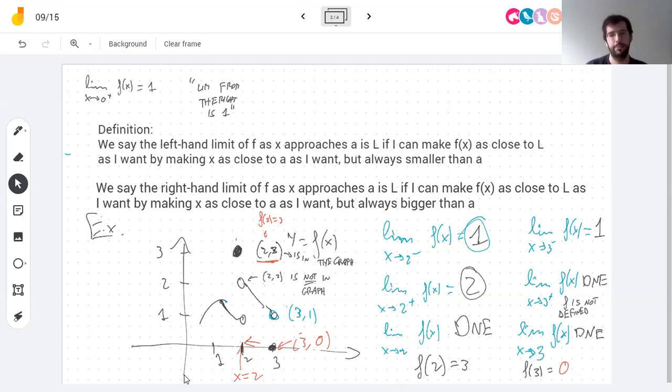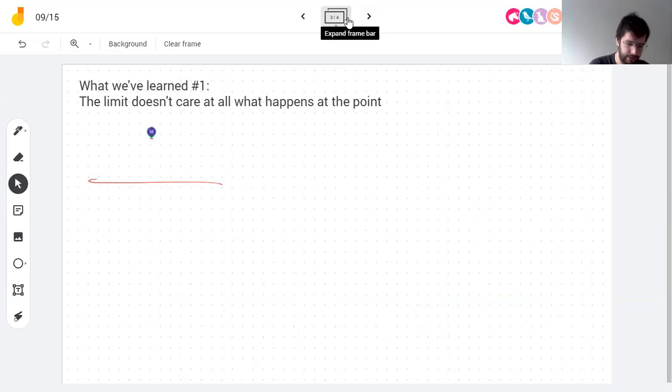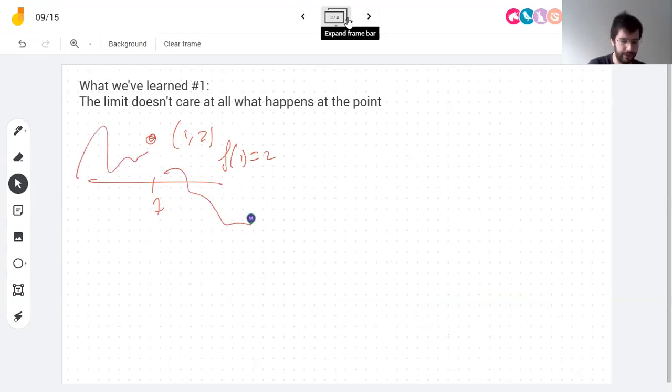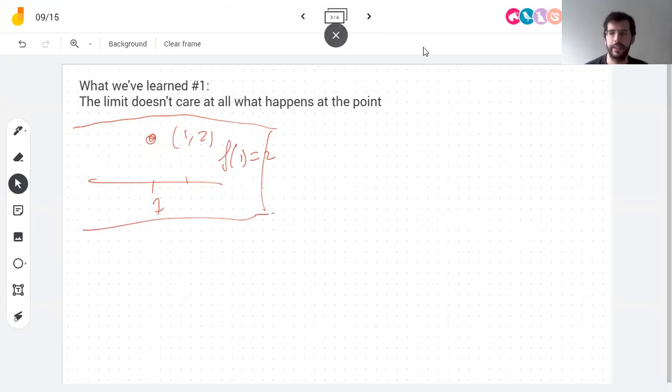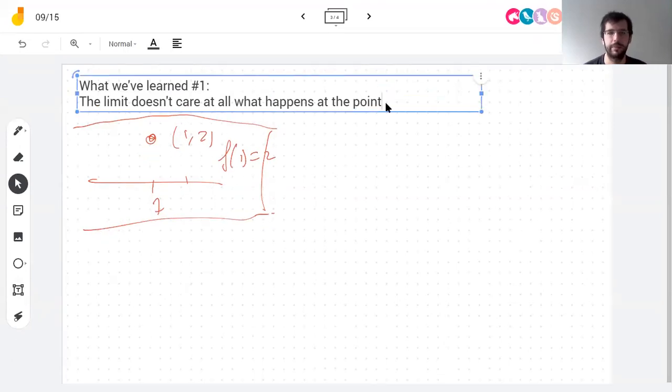What happens at 3 is that I have a point at height 0. If the graph was just a point, if the graph was just this, 1, and this is the point 1, 2, I would still say f of 1 is 2. I wouldn't say anything about the limits, but f of 1 is 2. And this is the same whether I draw some stuff here, or I don't draw it. f of 1 is just always 2 because the point 1, 2 is in the graph, and that's all I care about. So that's why. So when I'm saying that the limit doesn't care about what happens at the point, I mean, even if the function is not defined.